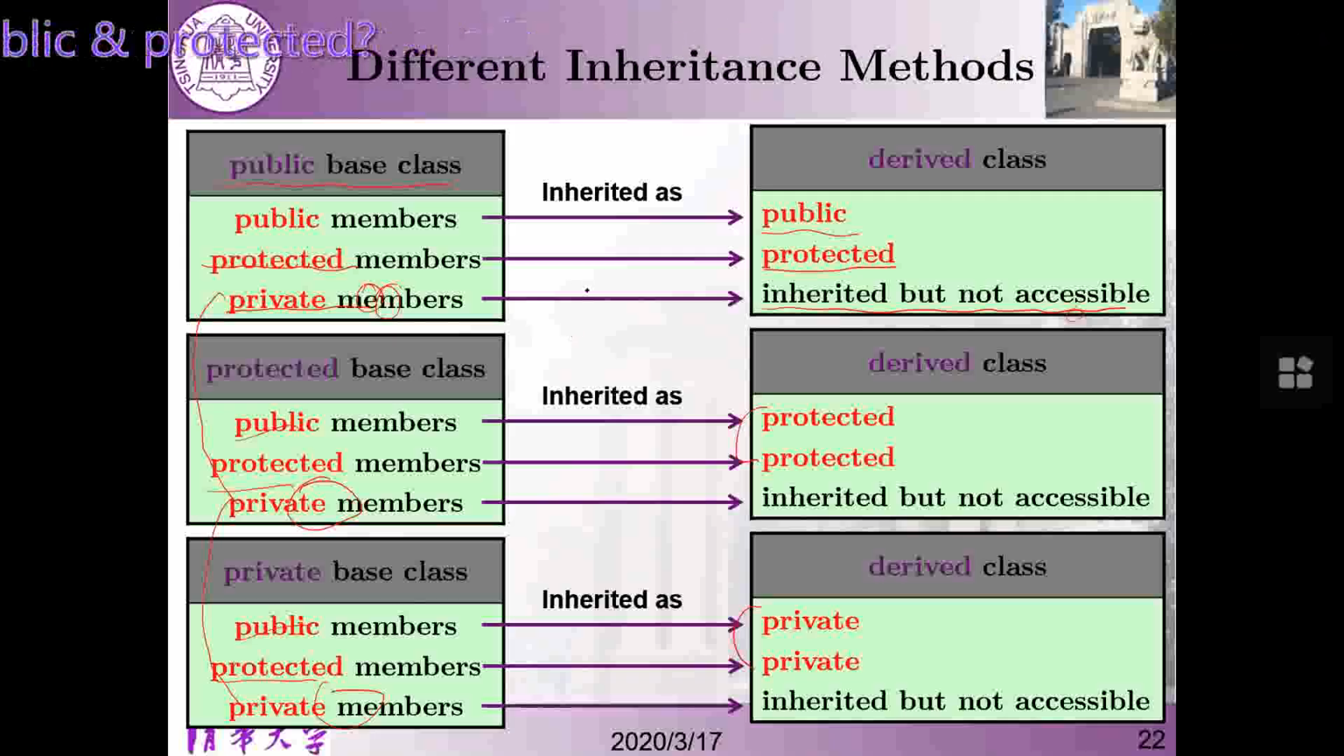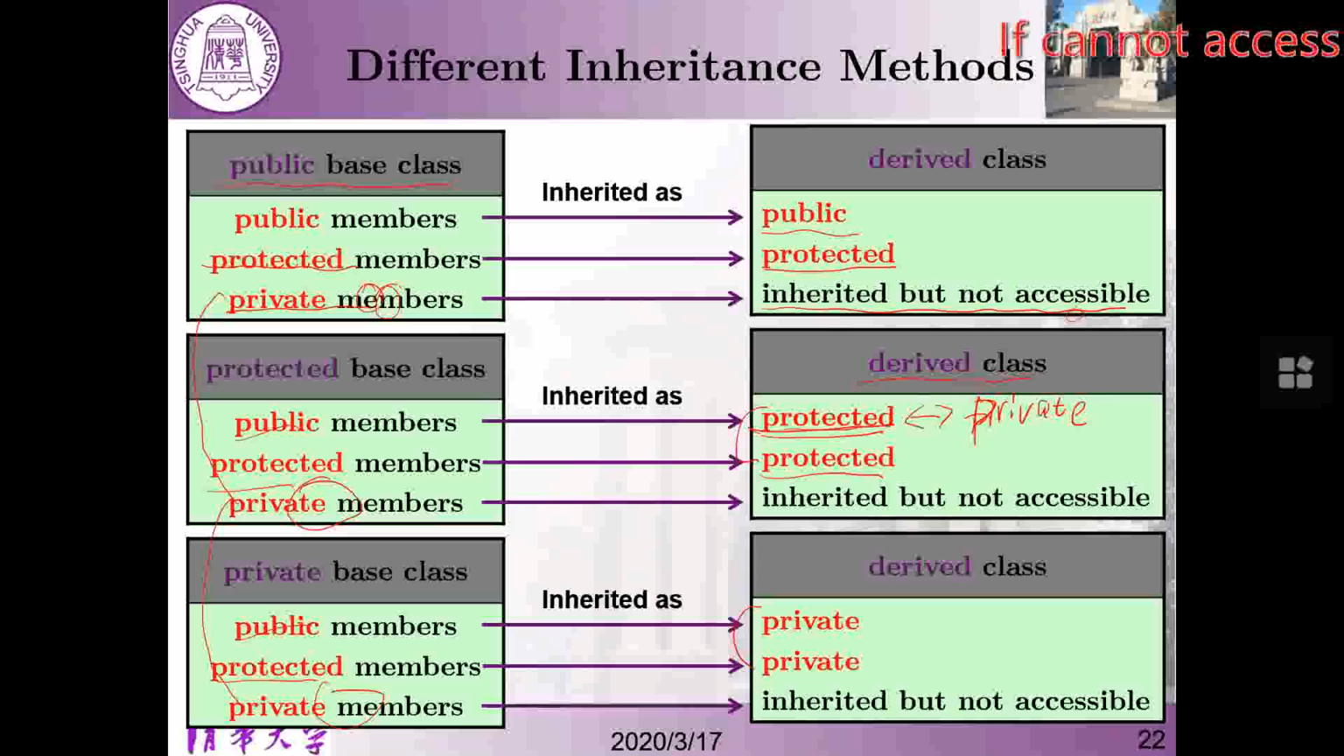Public and protected, actually, the access control protected is similar to private. That means from the object of this class, you cannot directly access this protected member. So protected is similar to private.